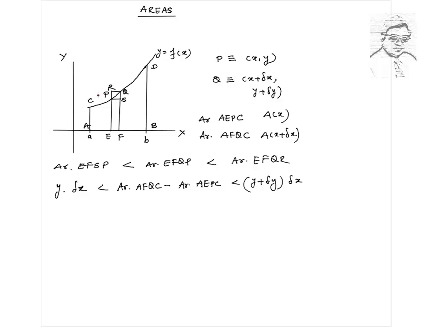Our objective is to find area ABCD, or ABDC. We are taking this strip. This is x comma y. When x changes by delta x, y changes by delta y. So this is x plus delta x, y plus delta y.